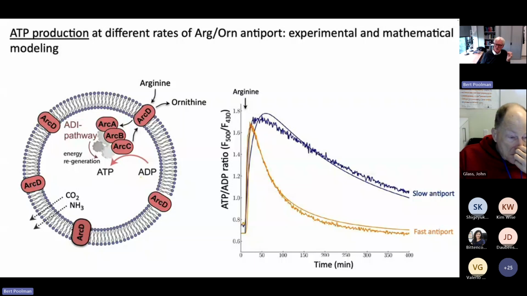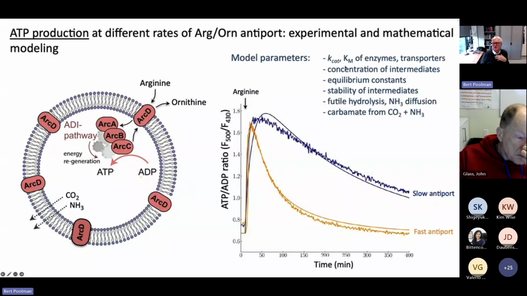And what has gone into it, because we think there is a reasonable fit between the experimental data and the mathematical model, what goes into it, and that is kinetic parameters of the enzymes and transporters, concentrations of intermediates, equilibrium constants, stability of intermediates, futile hydrolysis, and the spontaneous formation of carbamate from CO2 and ammonia.